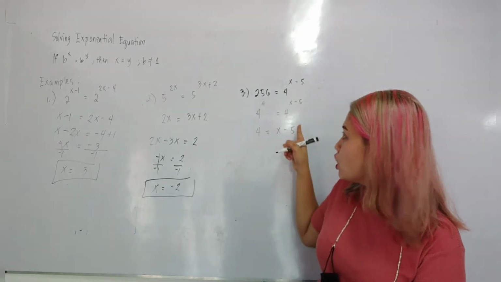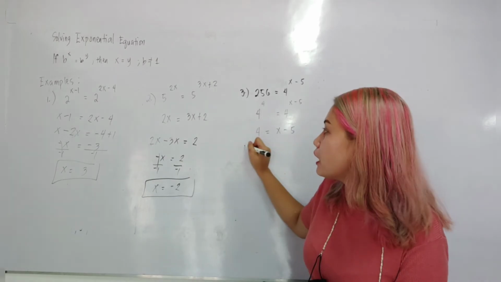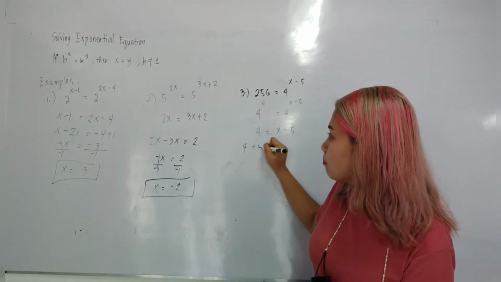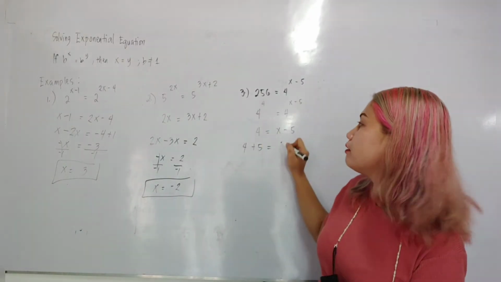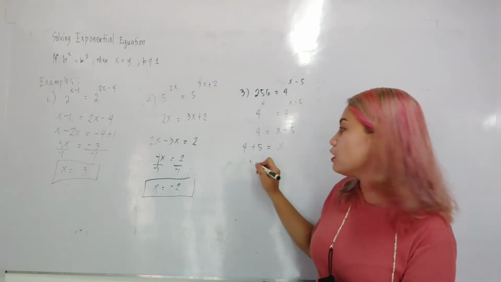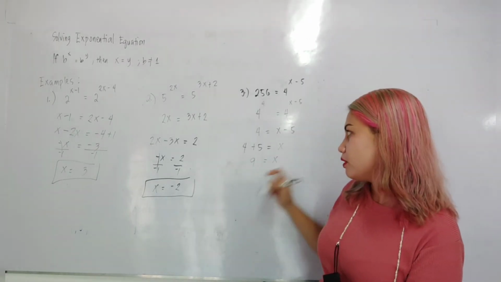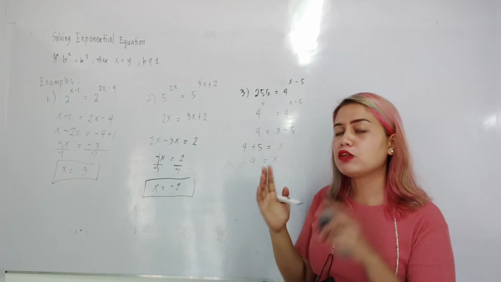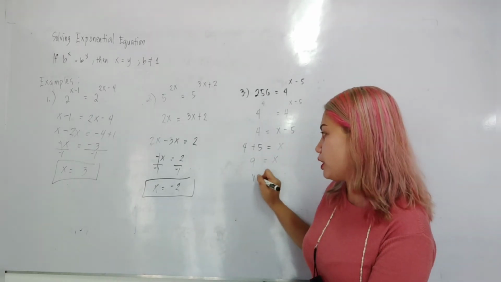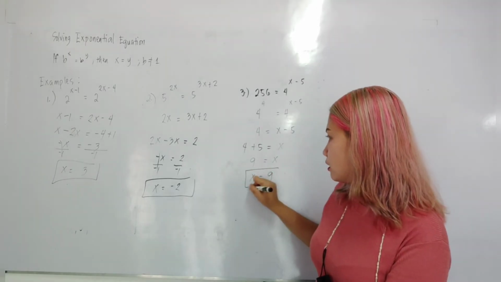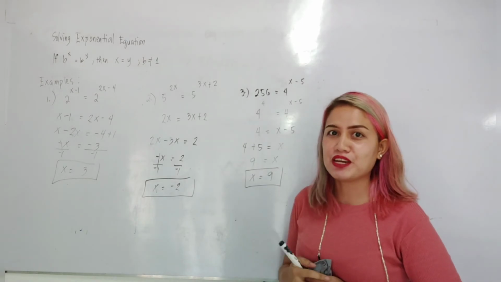Combining like terms, you can transfer the negative 5 to the other side. The negative will become positive, and you have 4 plus 5 is equal to 9. And since this is an equal sign, you can just interchange the positions. x is equal to 9. Do you have any questions?